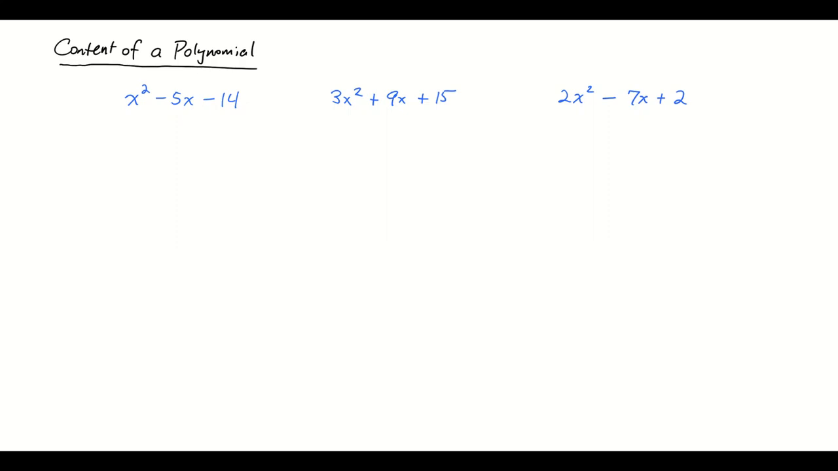In this video, we're going to talk a little bit about the process of factoring a polynomial over the integers or over the rationals. So here I've put three polynomials. One of them is x squared minus 5x minus 14, then there's 3x squared plus 9x plus 15, and then 2x squared minus 7x plus 2. What happens when we try to factor each of these polynomials? We'll just go through one by one.